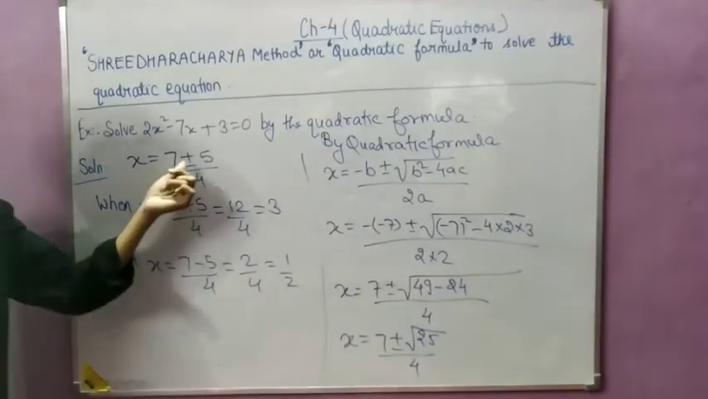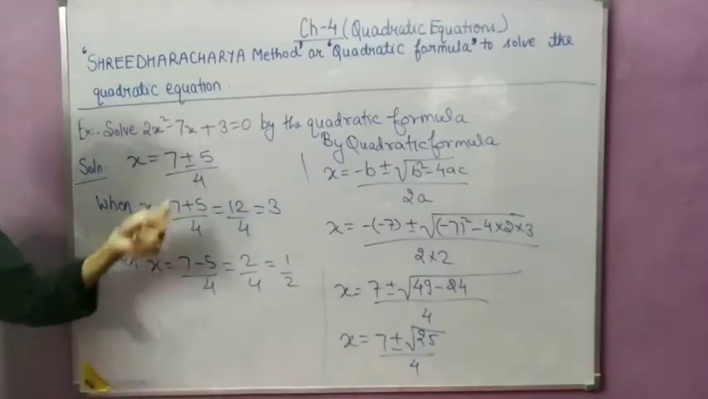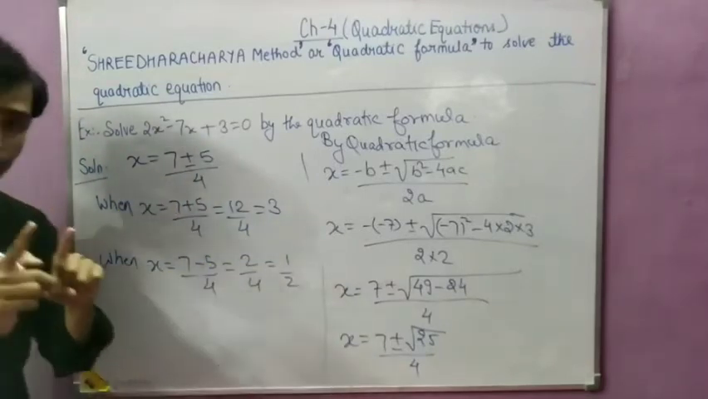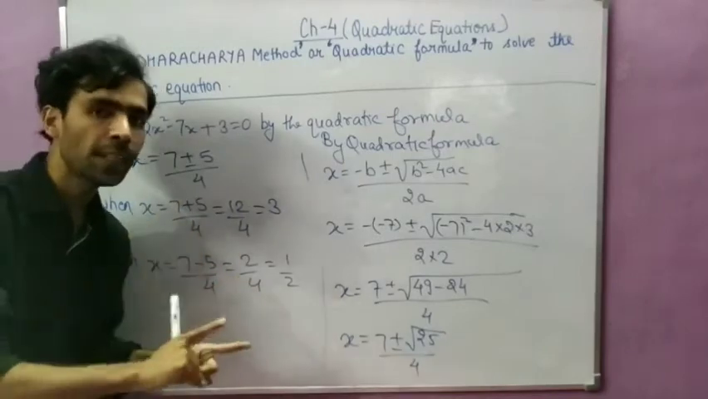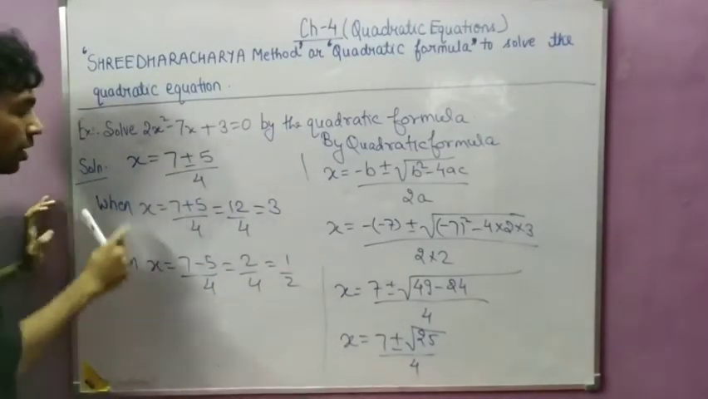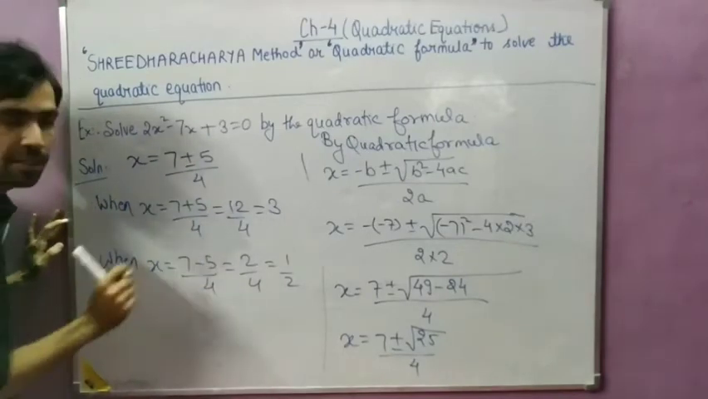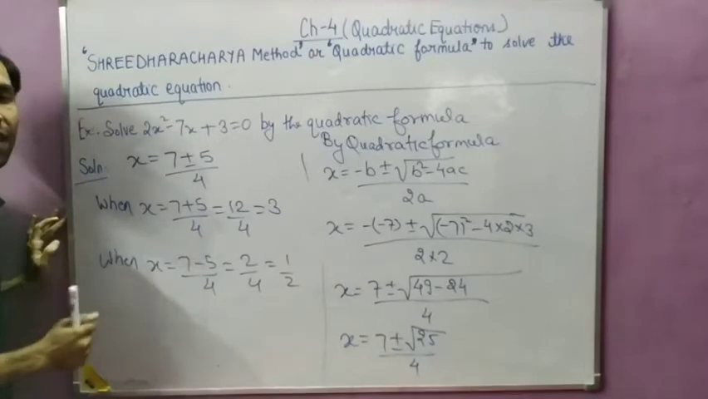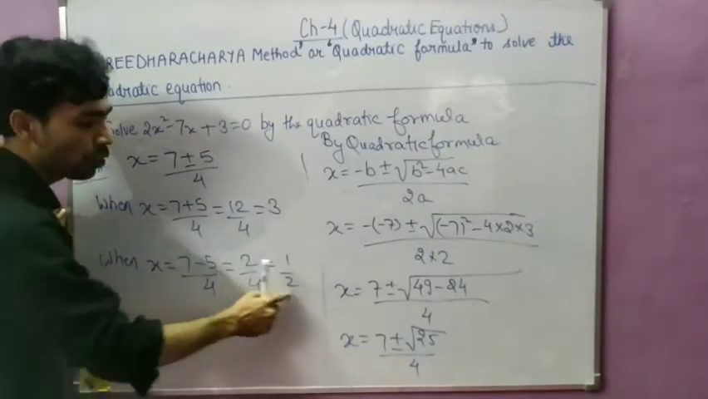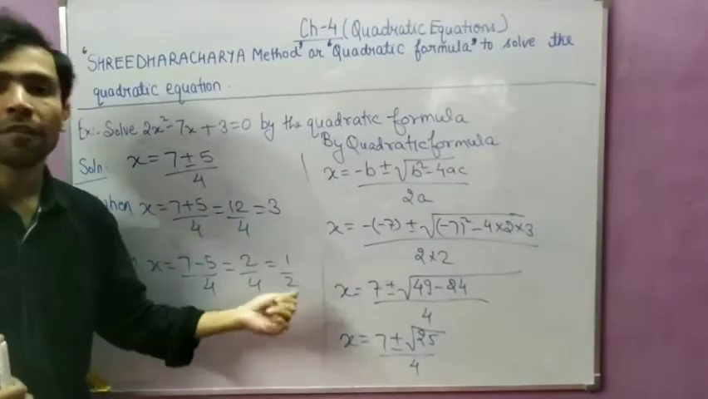Now when I have taken the plus sign, I got the value of x is 3, and when I have taken the minus sign, you have to take one sign at one time, because plus minus are together. So you will take two conditions. In the first condition you take plus, in the second condition you take minus. So by doing that, we got the values x equal to 3 and x equal to 1 by 2. So hence our solution is 3 comma 1 by 2.